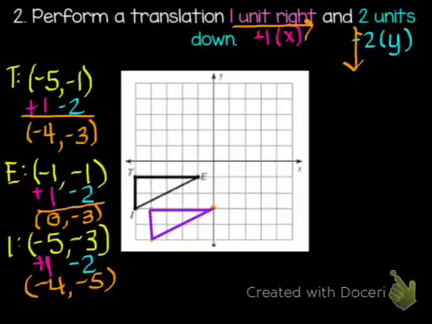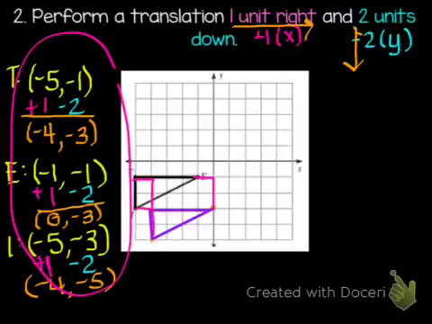And like I said, some of you are probably just going to want to do the 1 and then 2 down. 1 unit right, 2 down. Or you can do it by doing all of the coordinates like we did over here. Either way will work just fine.